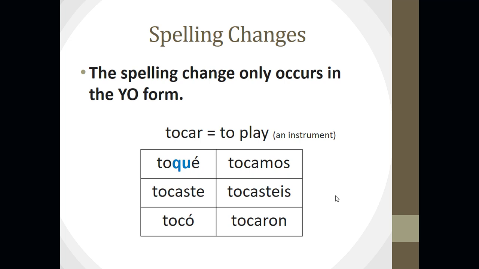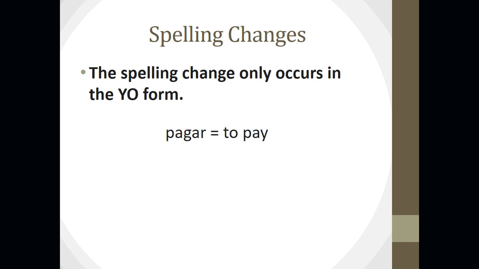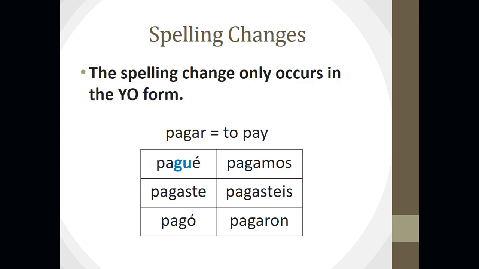Let's look at pagar. Pagar means to pay. Again, it's a GAR verb. So in the yo form, your G is going to change to GU. The conjugation looks like this. Pagué, pagaste, pagó, pagamos, pagaron.